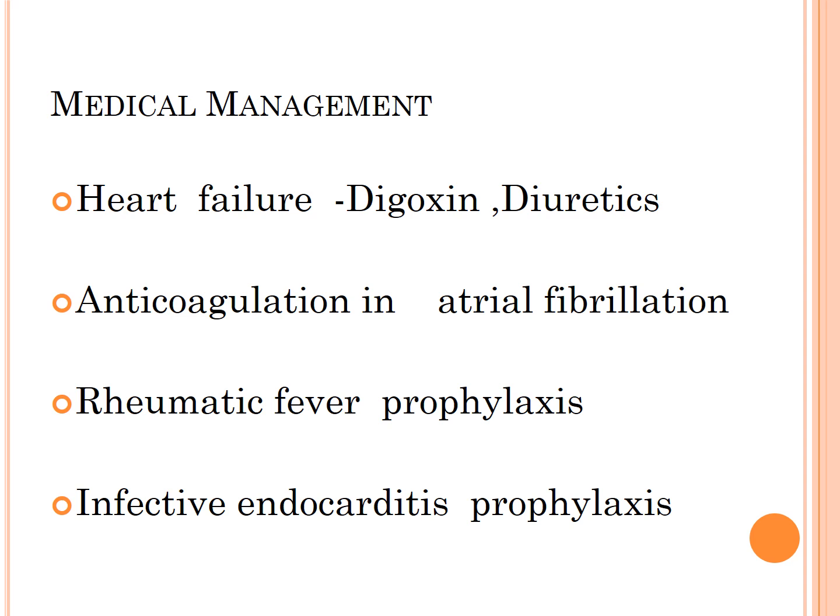Now come to management. First of all, heart failure should be managed with diuretics and digoxin. Anticoagulant therapy if atrial fibrillation occurs. And rheumatic fever prophylaxis is given with penicillin, which should be continued for 10 years or till 40 years of age, whichever is longer, and sometimes may be lifelong. And then infective endocarditis prophylaxis according to indications.